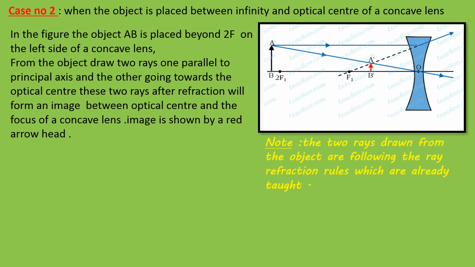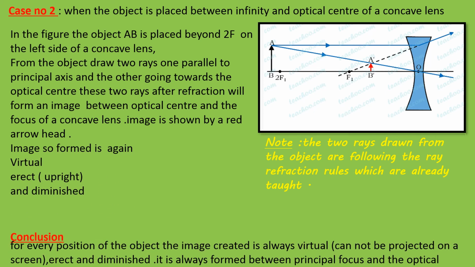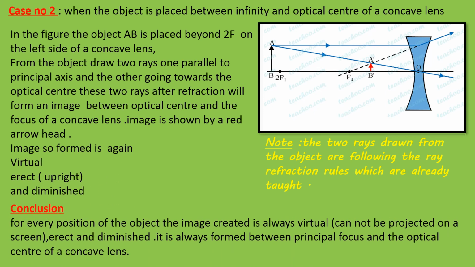Similarly, the second ray of light is passing through the optical center of a concave lens. It will pass through it undeviated after refraction. These two rays, which are shown in blue color, are producing the image A'B' shown by a red arrowhead. This image is formed between the optical center and the principal focus of a concave lens. This image is an erect image, it is a virtual image, and it is a diminished image.